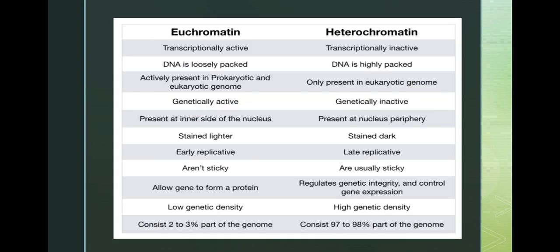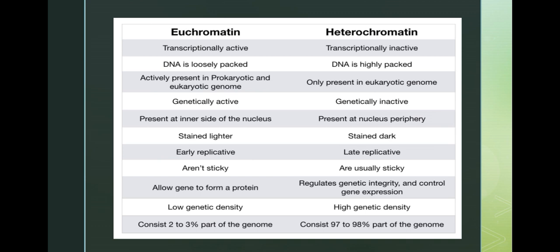When we try to differentiate between euchromatin and heterochromatin, first we will deal with euchromatin alone. Euchromatin is transcriptionally active. DNA is loosely packed here, present in both prokaryotic and eukaryotic genomes, genetically active, present on the inner side of the nucleus, stains lighter, early replicative, allows genes to form protein, low genetic density, and consists of about 2 to 3% of the genome.